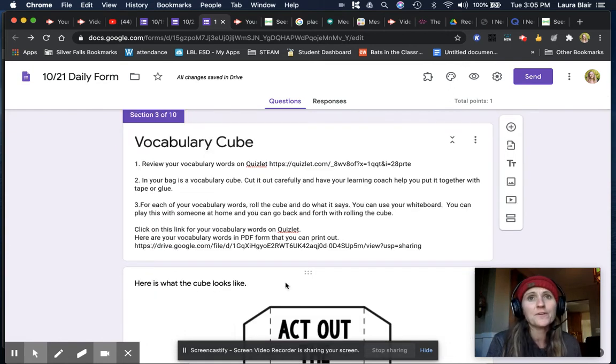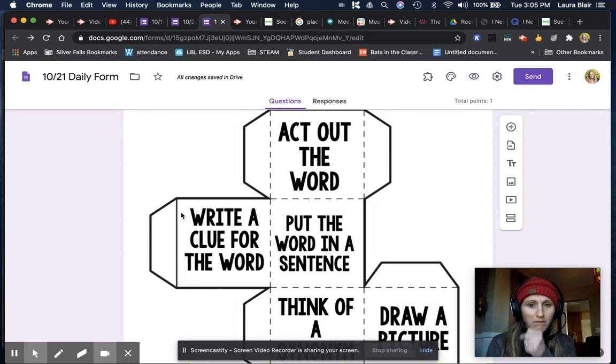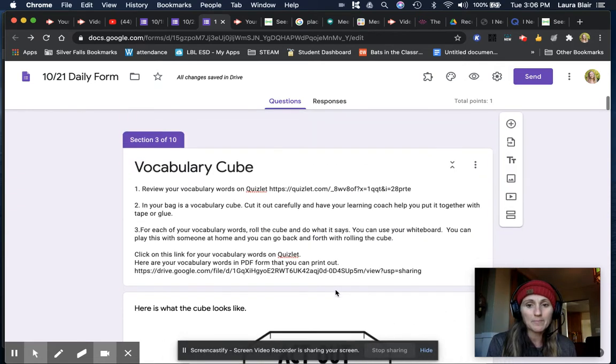All right, so the first activity for today is going to be your vocabulary cube. You can review your vocabulary words on Quizlet by clicking on this link. And then you can dig out the vocabulary cube paper that looks like this. And I need you to cut it out nice and neatly. And with your mom or dad or your home learning coach, I need you to fold it where there's the dotted lines and put it together with glue or tape.